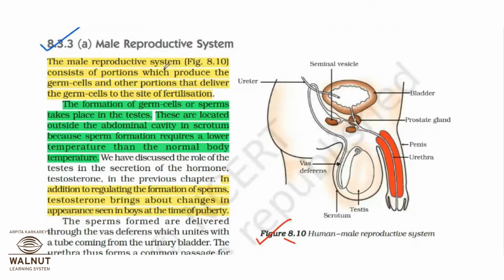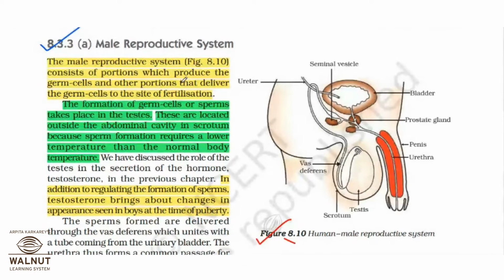fertilization. So, you know which are the germ cells in the human male? Germ cell means gametes. In male it is sperms and in female it is the eggs. Okay. Yes, continue. The formation of germ cells or sperms takes place in the testes.